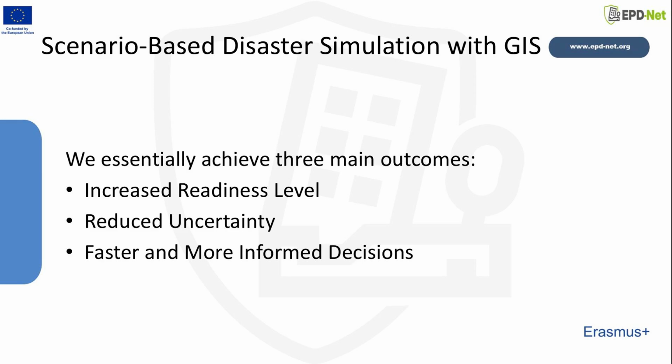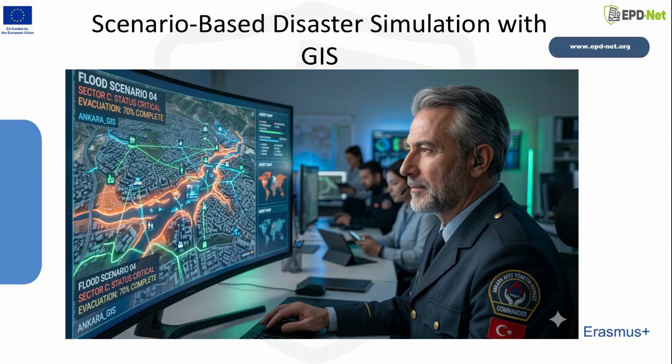What do we gain from these virtual drills? We essentially achieve three main outcomes: increased readiness level. Our teams repeatedly practice decision-making processes without the stress of a real crisis, thereby significantly increasing the level of readiness. Reduced uncertainty. Since what will be faced during critical moments is seen more clearly, uncertainty is reduced, and teams can act more calmly. Faster and more informed decisions. Ultimately, when an actual disaster happens, these virtual experiences enable management teams to make faster and more informed decisions, maximizing our capacity to save lives.